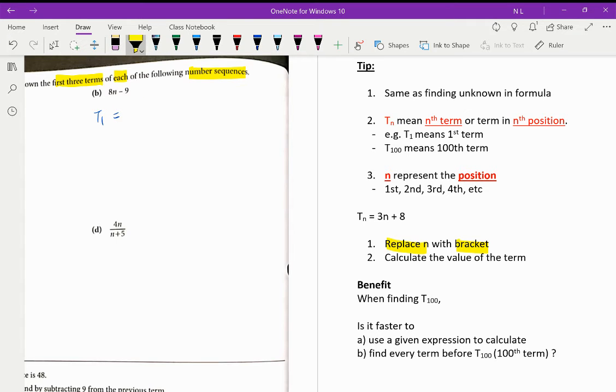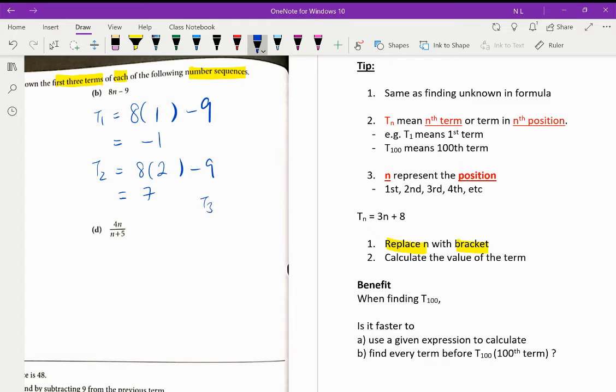So let's try this one. 8, I replace my n with a bracket, minus 9. Since we're looking at the first term, my n will be 1. So 8 minus 9 will be minus 1. Let's look at the second term. 8, I replace my n with a bracket. Since I'm looking at the second term, the number in the bracket will be 2. So 16 minus 9 will be 7.